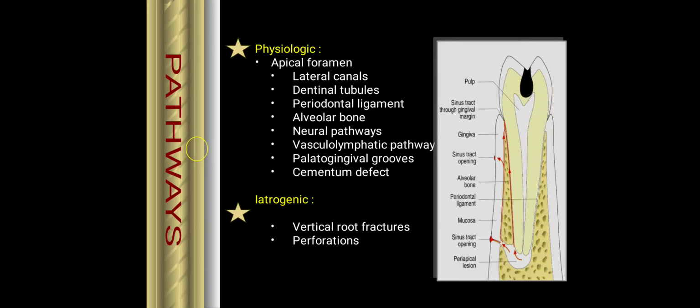The pathways of the infection can be a physiologic pathway or an iatrogenic pathway. In the physiologic pathway: apical foramen, lateral canals, dentinal tubules, periodontal ligament, alveolar bone, neural pathways, vasculolymphatic pathway, palatogingival grooves, and cementum defect. And if the pathways are iatrogenic, then it can be due to vertical root fractures and perforations.